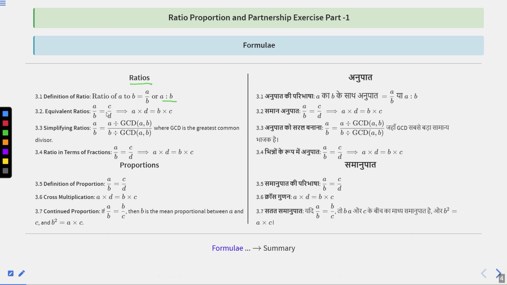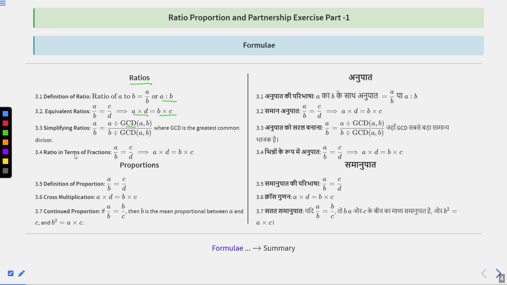Okay, so we can cross multiply it. We can write A into D is equal to B into C. If A upon B is equal to C upon D, then A into D equals B into C. Next formula, simplifying ratios. If a ratio has been given in the form of A upon B, then we can divide A upon B by the GCD of A and B. What is GCD? Greatest common divisor of A and B. Because ratios are always in simplified form, which means their GCD will always be 1.